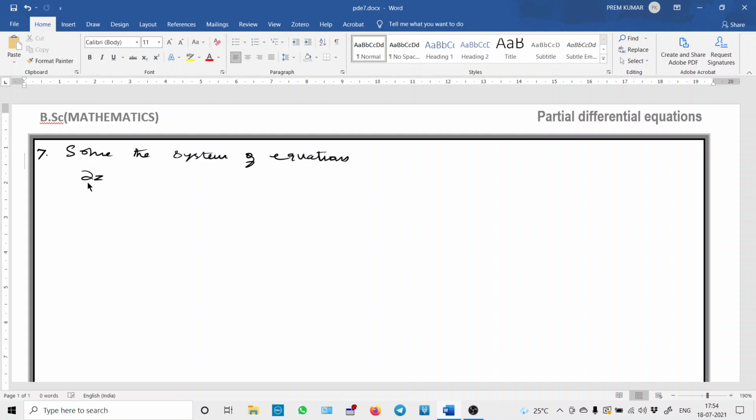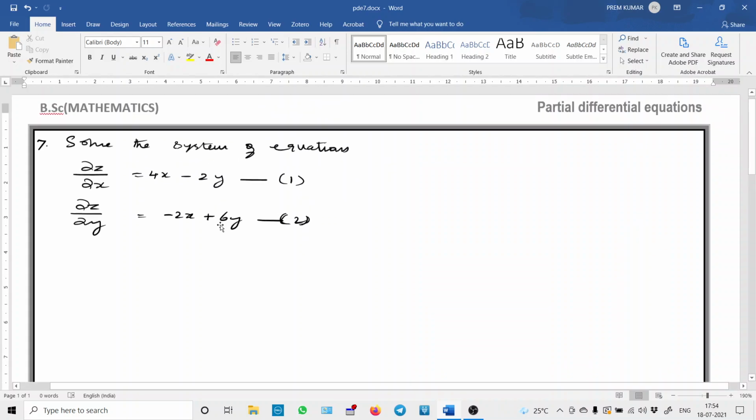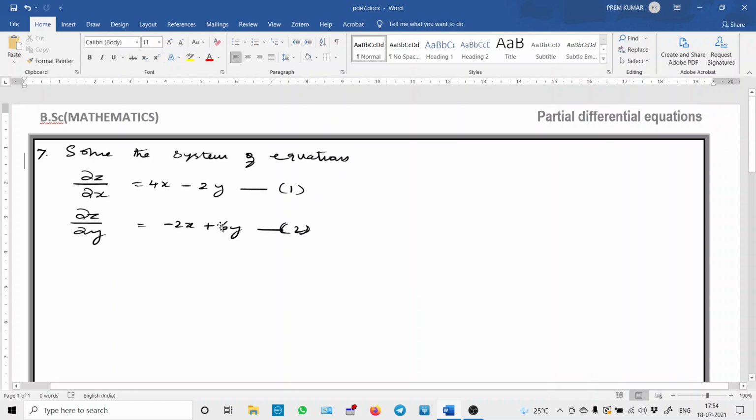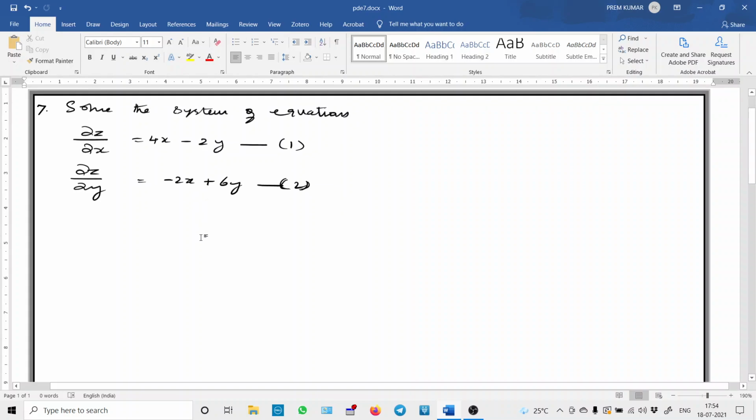∂z/∂x equals 4x minus 2y. So that is the first one. ∂z/∂y equals minus 2x plus 6y. It's the second equation. Solve the system of equations means we have to find the dependent variable z which satisfies these two equations. That is called a solution of this PDE. So we are going to find the solution of this problem.